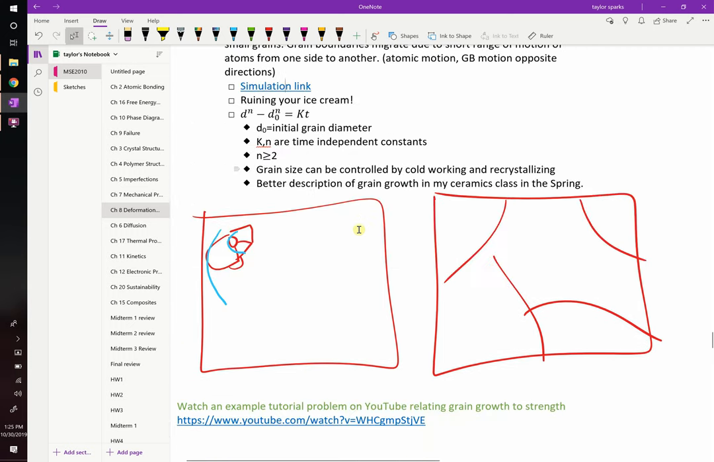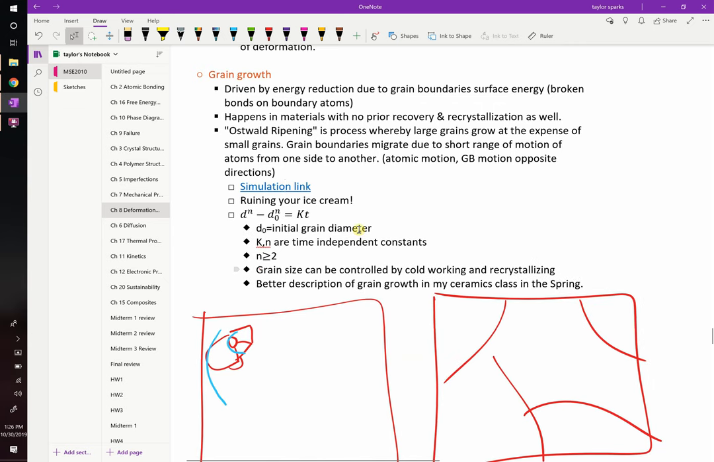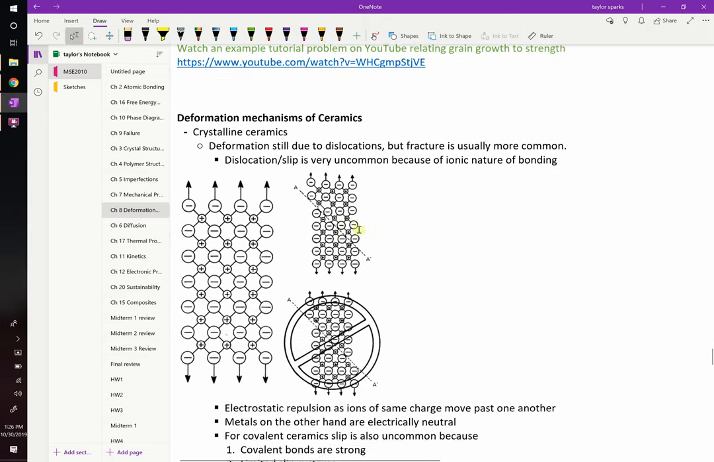Okay, any questions on metals? We kind of went through all of our blacksmithing stuff for metals. Any questions on anything we've covered so far? Okay, let's keep going. So ceramics and polymers also deform.